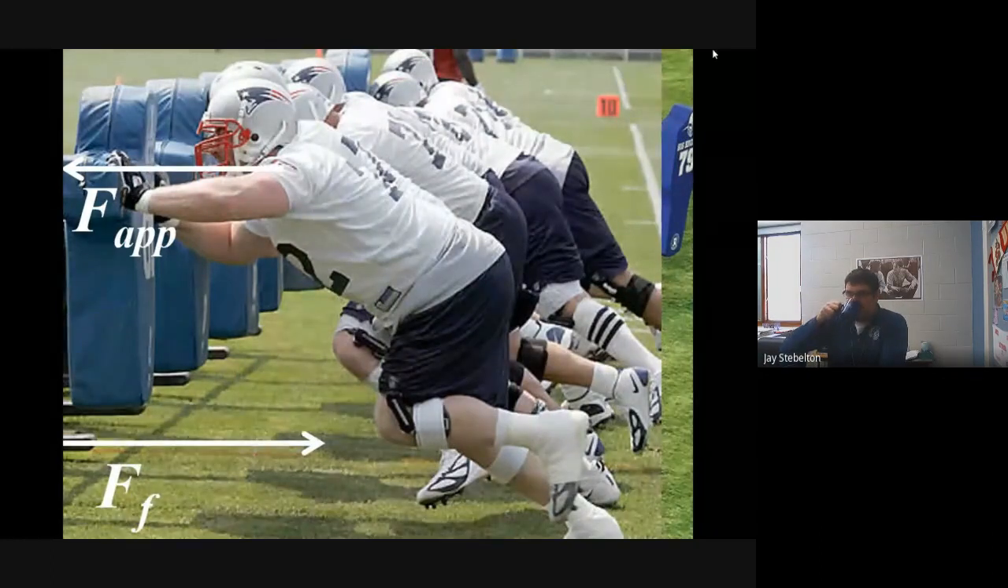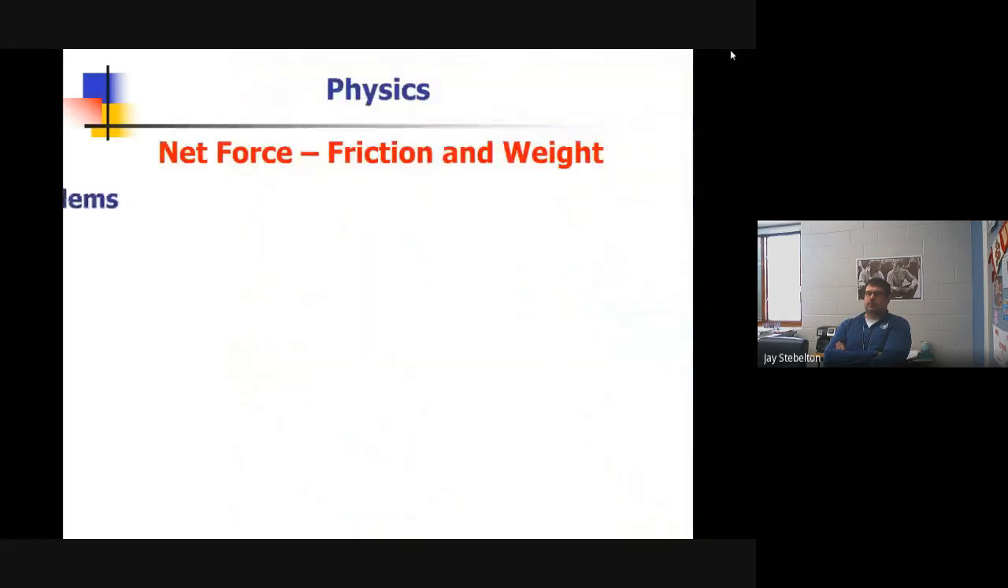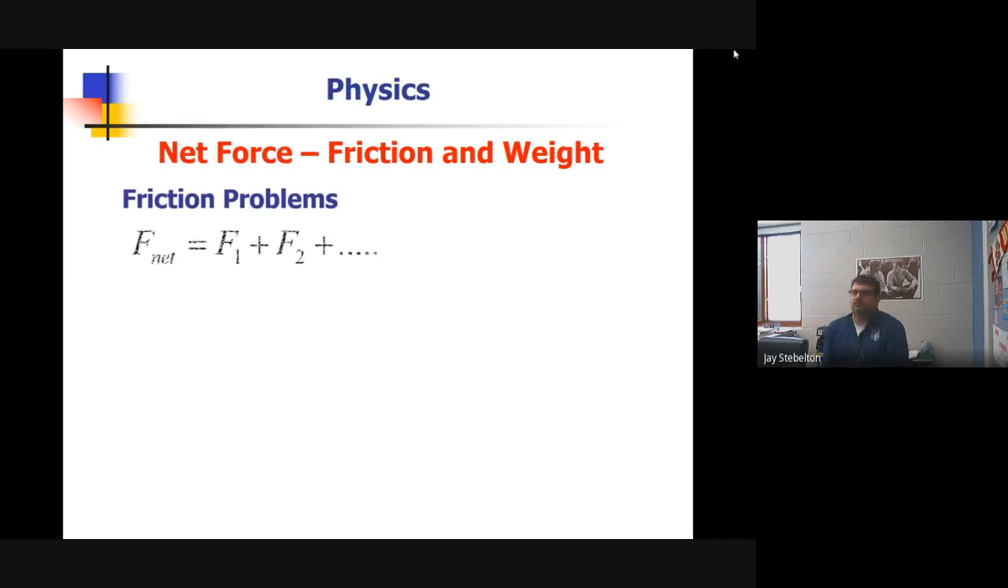Are there other examples of friction problems? Sure, here's another friction problem. That's a pretty good job by this Chevy climbing up a wall. It's held there by the force of friction. Weight will try to pull it down that cliff. Friction pushes the other way. So how does this work? Well, for friction problems, remember, all net force problems start the same way. F net is F1 plus F2.